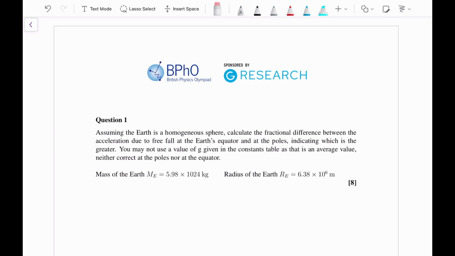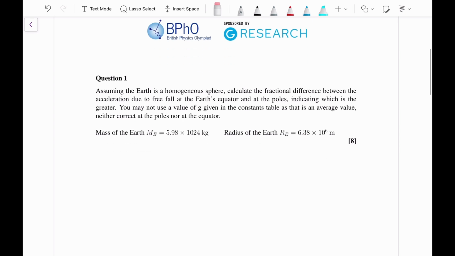So essentially what the question wants us to calculate is the fractional difference between the gravitational acceleration at different positions on Earth. And so the major difference between the equator and the poles is that at the equator, an object placed there will be in a state of circular motion. So let me draw a diagram to elucidate this.